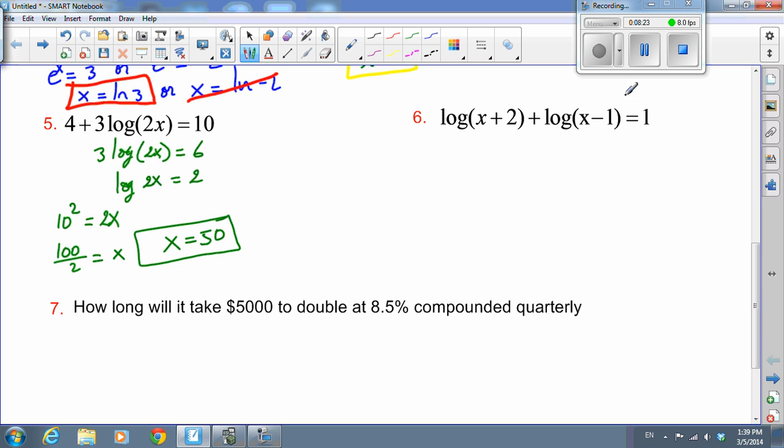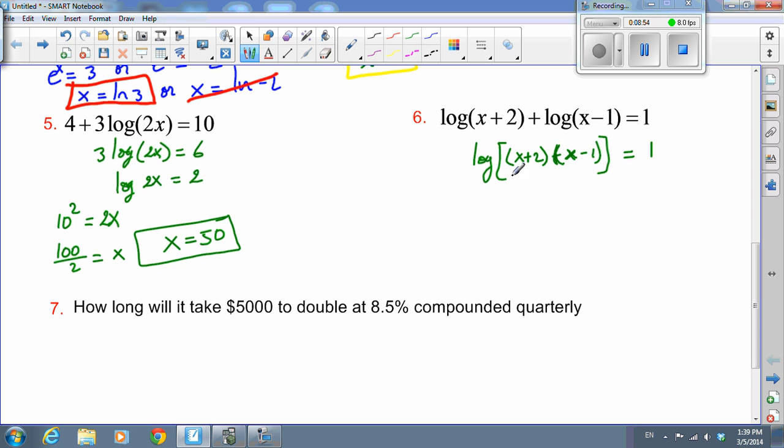Let's work on number 6. On number 6, I have double logs. I cannot work with 2 logs, so I will condense these two by saying it is the log of, because of this plus, it means it's the product. So it's log of, I can put a big parenthesis and have x plus 2 times x minus 1, all inside a big parenthesis is equal to 1.